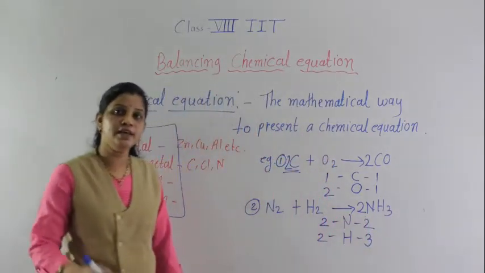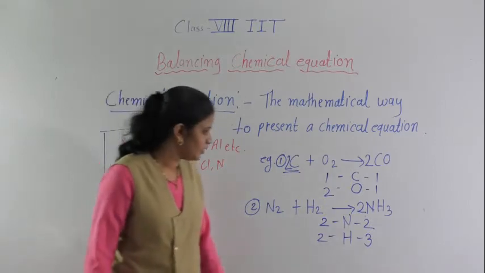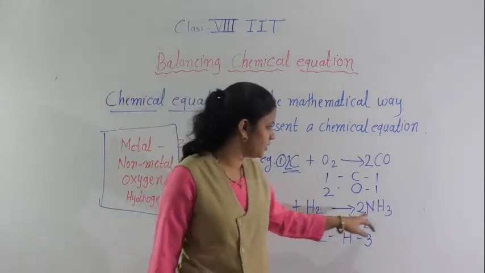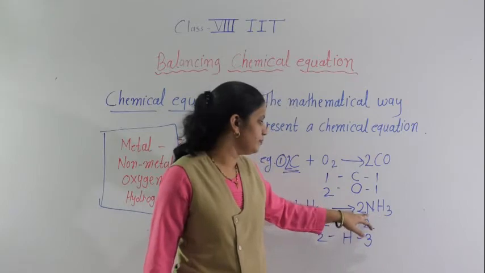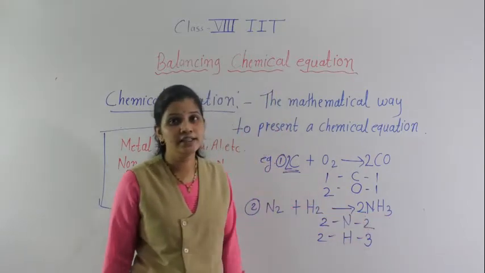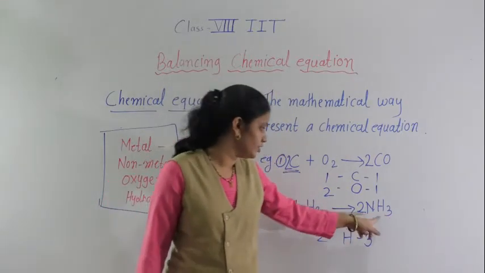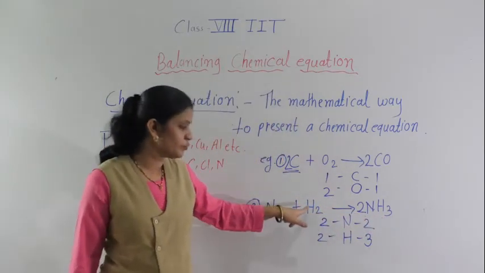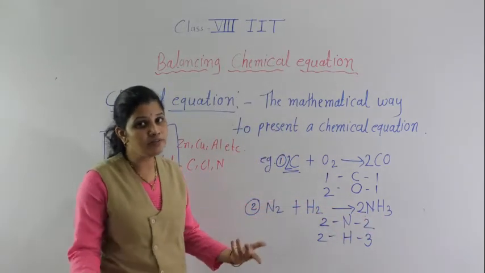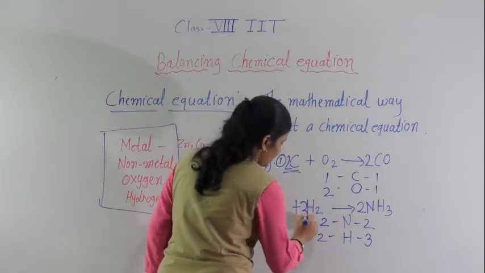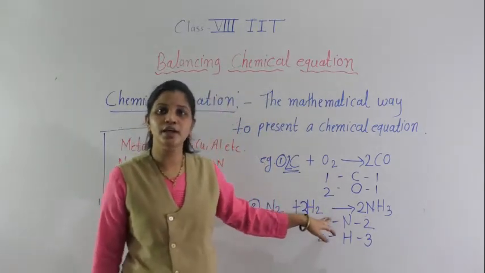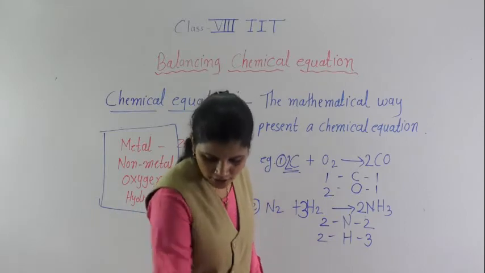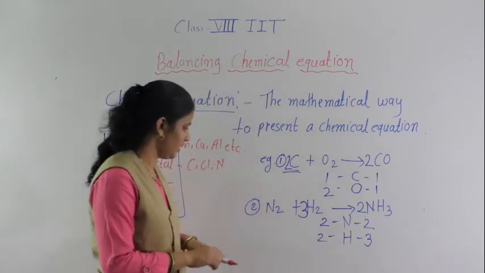Now we will see hydrogen. Now see hydrogen 2, but here 3 into 2. 3 twos are 6. Now your hydrogen is 6. And this side only 2. So here also we have to give 3. 3 twos are 6. So this reaction is balanced.